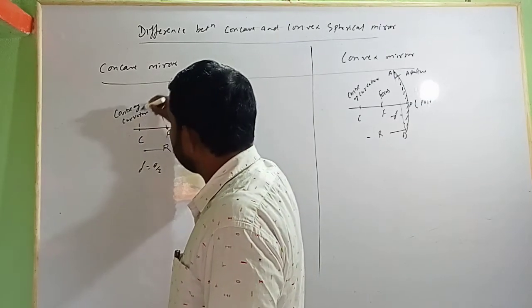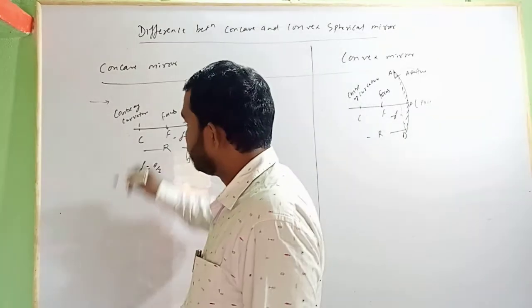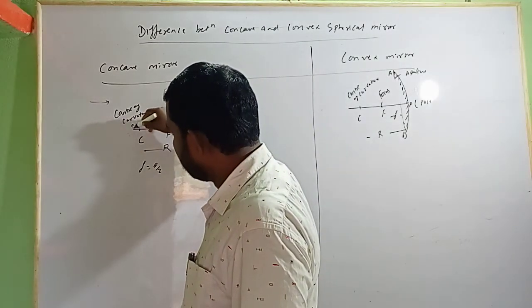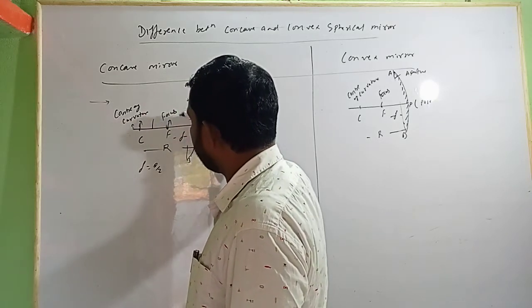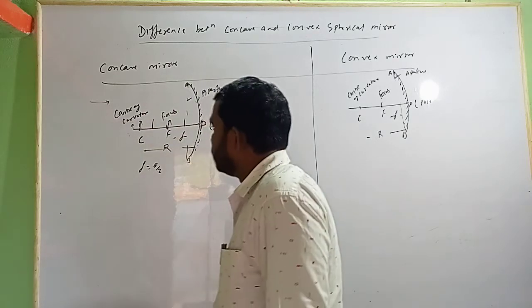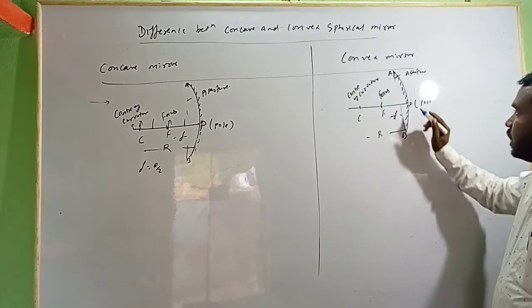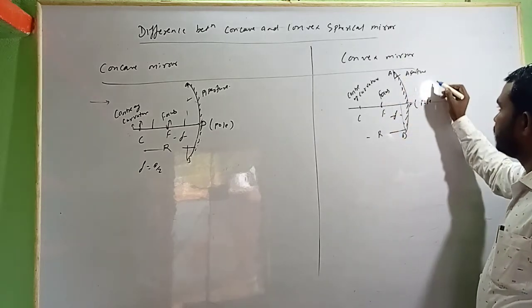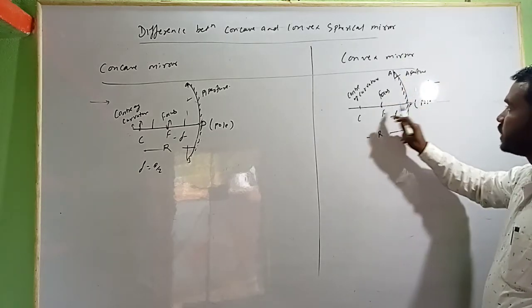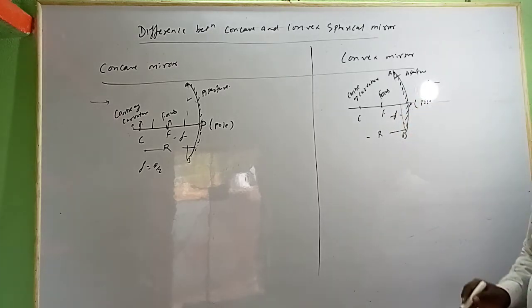It means the object will lie here. It may be an object at infinity, beyond C or at C, between C and F, at F, or between F and P. It means the 6 cases we have already discussed. But in the convex mirror, you will see that the object will lie outside the center of curvature, and the ray of light will travel like that.